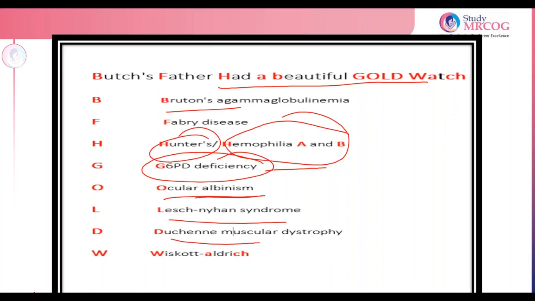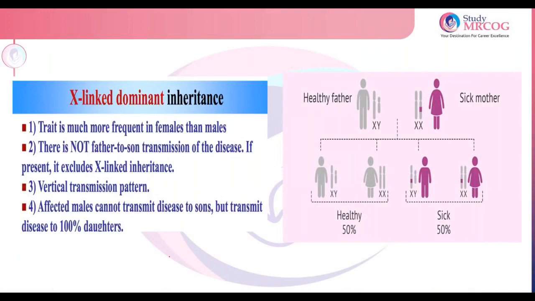Now let's move to X-linked dominant. X-linked dominant, because it is dominant, doesn't skip any generation. And father to son transmission is again not possible here because we know that the father can give only the Y chromosome. And also, you can see that in X-linked dominant, the girls are majorly affected.